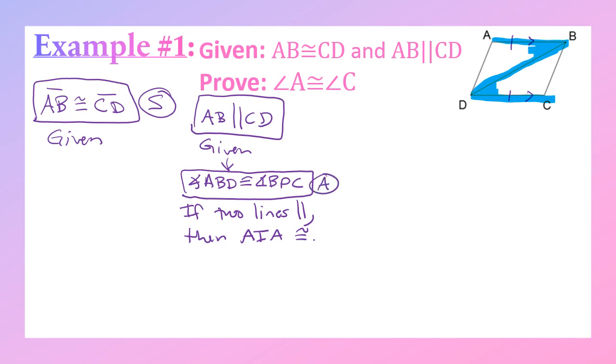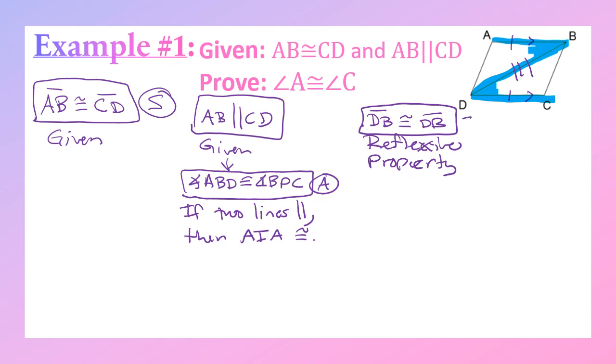Beautiful. Still only 2 things, so I don't have enough yet to prove my triangles are congruent. I know some of you are shouting at the computer right now, Ms. Schwartz, DB is congruent to DB by the reflexive property. Yes, you are absolutely correct. DB is congruent to DB because of the reflexive property. I don't know what is going on with my writing right now, but whatever. So here we go, a set of congruent sides. This is enough to prove that my triangles are congruent.